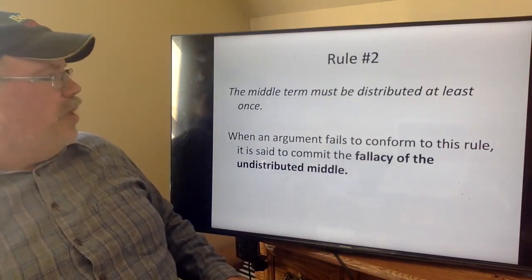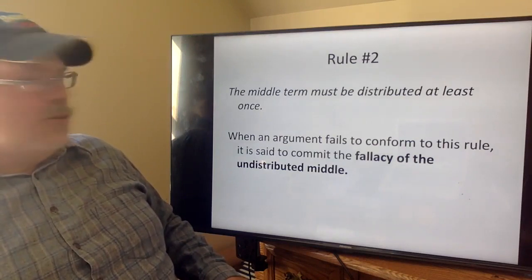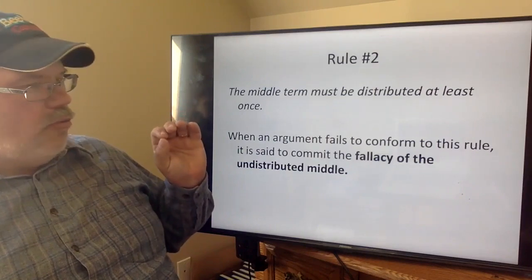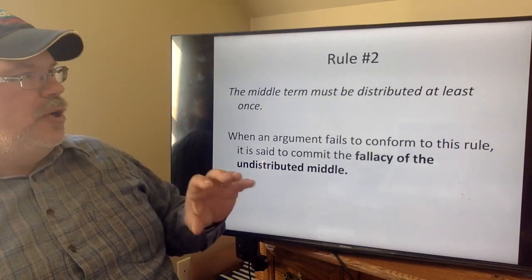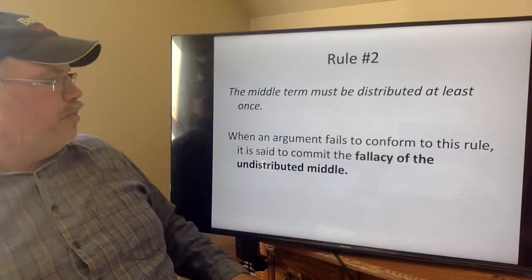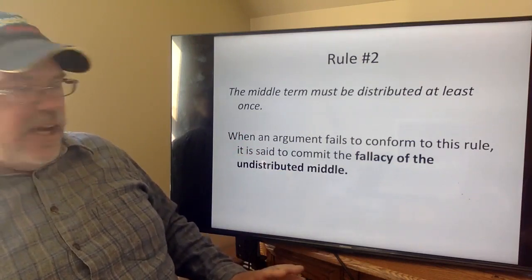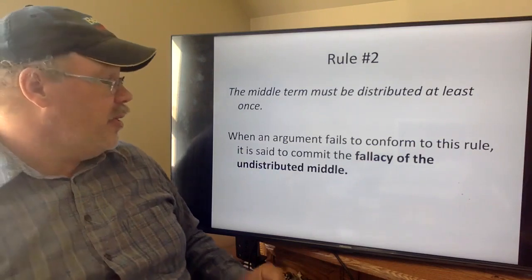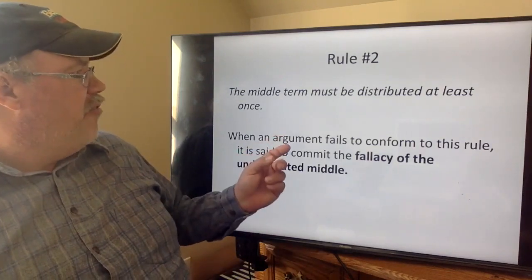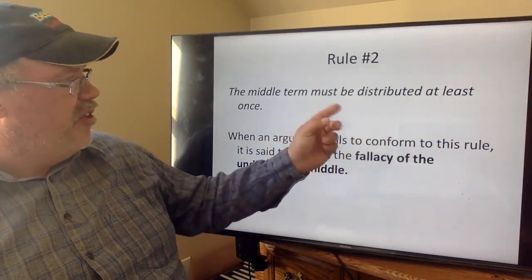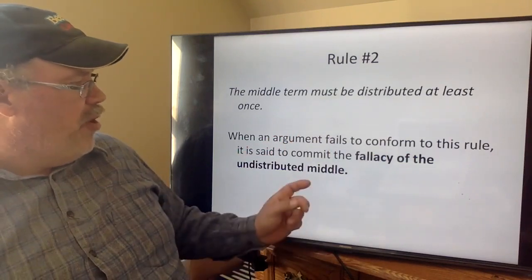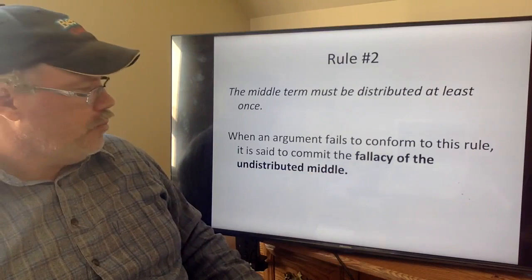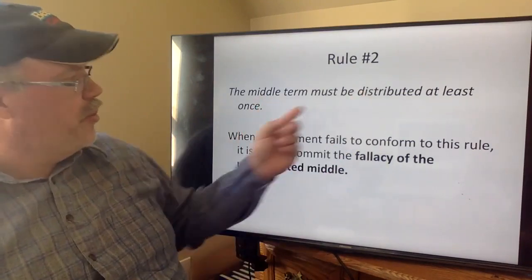Second rule, middle term must be distributed at least once. Remember last video we spent some time thinking about whether a term is referred to by the statements in, and there was a point to that. The point is this is going to really help us figure out if a syllogism is good or not. And if an argument doesn't have this rule satisfied, then what you have is the fallacy of the undistributed middle.